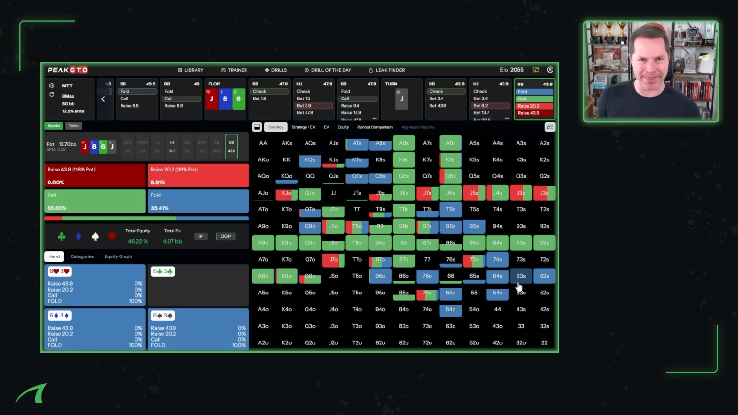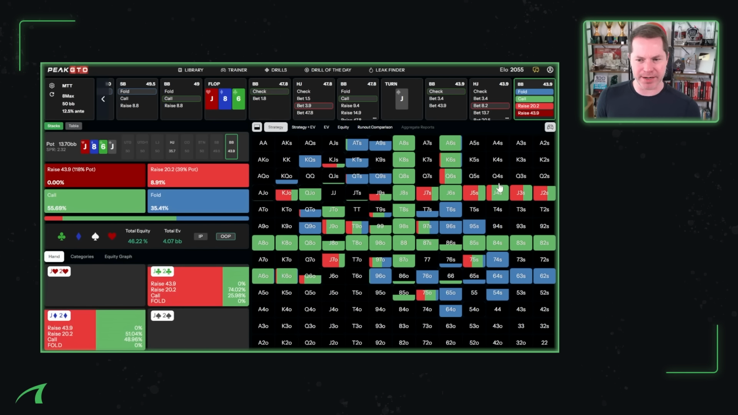However, take a look at the raising range. They should again raise with various hands containing three of a kind.